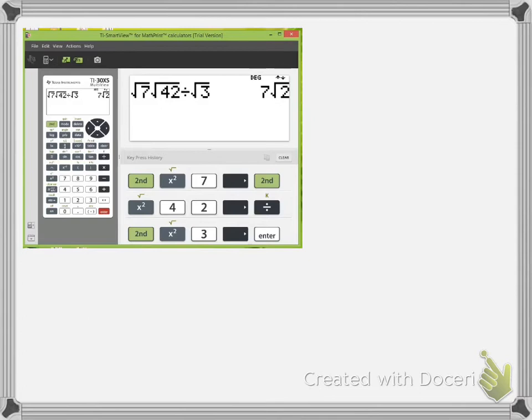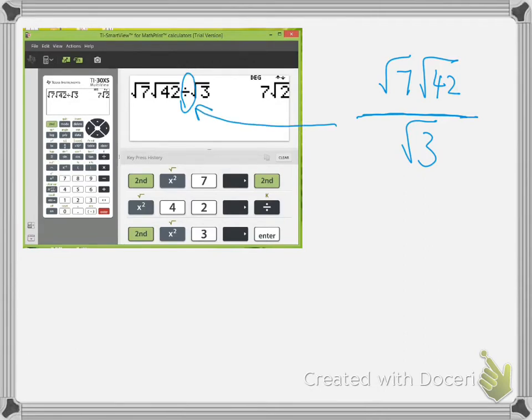The third question is a division question. So sometimes they use a fraction bar for division. So this fraction bar is the division sign in the calculator. So radical 7 times radical 42 divided by radical 3, you will get 7 radical 2. So for these 3 questions, you only need the online calculator to do it. The last question in the SIF is the right triangle question.